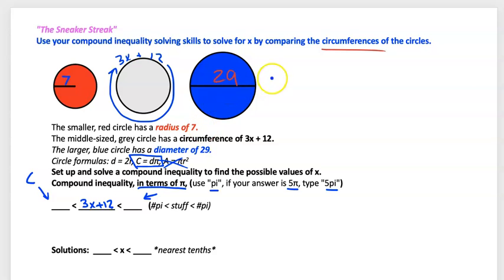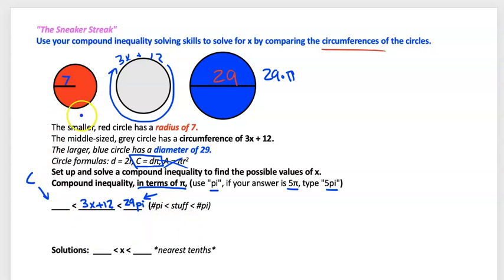The blue circle is going to be pretty easy to figure out because that's the diameter already. 29 is the diameter, so that's going to be just 29 times pi. Okay, right here, diameter times pi. So I'm going to drop 29 pi right there. I better follow the rules here. I would type it 29 pi. There we go. That's how you would type it in Schoology.